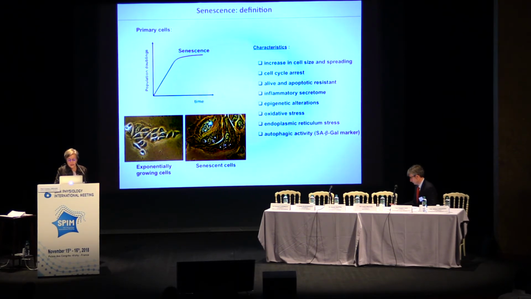They also display several epigenetic alterations, and they suffer from oxidative stress and endoplasmic reticulum stress. And in consequence of these stresses, there is an increase in autophagic activity, and actually, I think it is used as the very well-known marker of senescence, the SA-beta-gal marker.